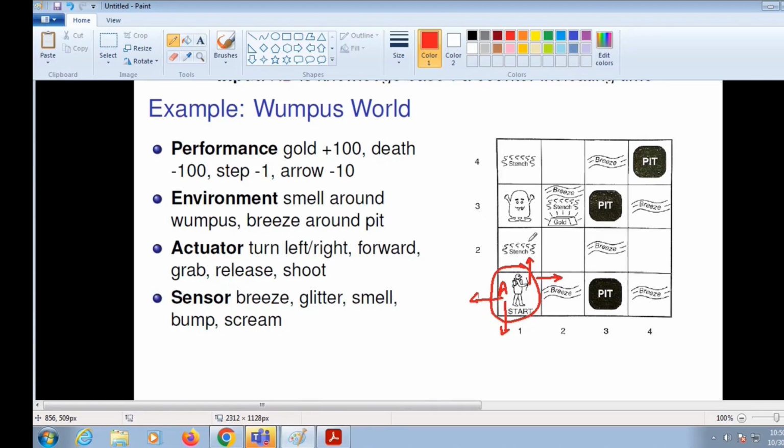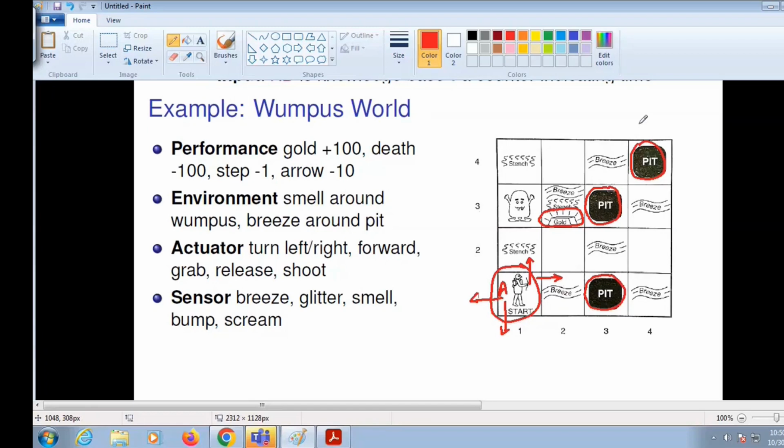The setting is that this agent wants to find gold. Somewhere there is gold, and his task is to find that particular gold. But this is not a simple place, because somewhere there are pits. If he goes into this particular block, he is inside the pit and cannot come out. Let's assume that he cannot come out.